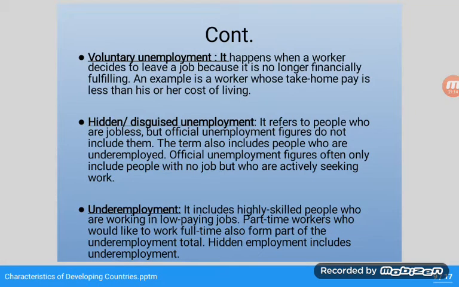Now another type of unemployment is called voluntary unemployment. This is simple enough. It happens when a worker decides to leave a job because it is no longer financially fulfilling. An example is a worker whose take home pay is less than his or her cost of living.